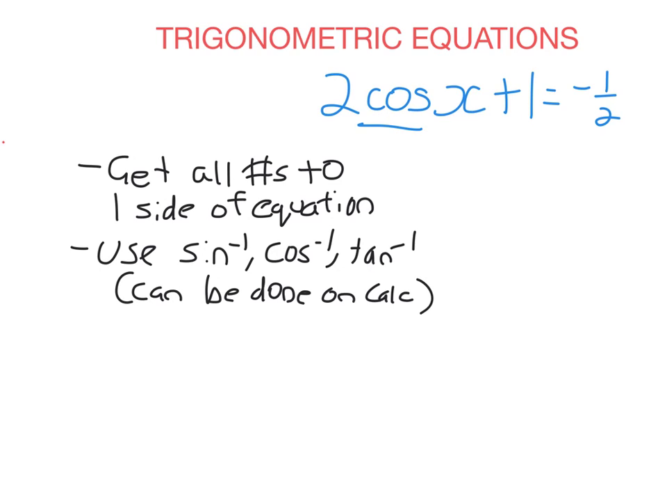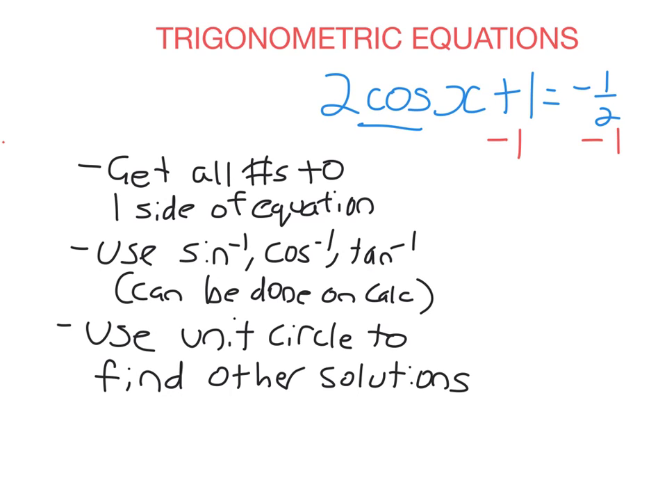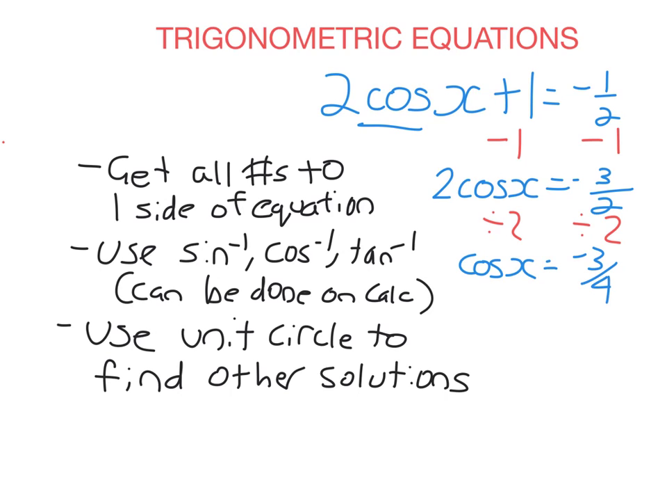2 cos x plus 1 equals minus a half. Firstly, we're going to treat it like a linear equation. We're going to get all the numbers over to one side. And remember, the way we do that is by reversing the order of BODMAS. So the first thing I'm going to do is minus 1 from each side. So I get 2 times cos of x equals, negative a half minus 1 gives me minus 3 over 2. Then we divide each side by 2, and we get cos x equals negative 3 over 4. So this equation here and this equation here are equivalent equations. We've just made it look a little simpler.